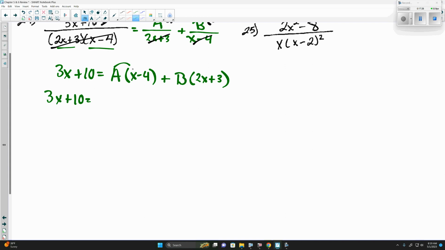If we distribute, A times x is ax. A times negative 4 is negative 4a. Plus b times 2x is 2bx. And b times 3 is plus 3b.